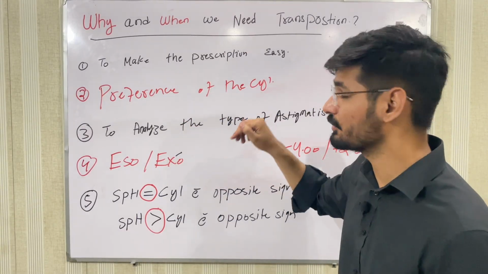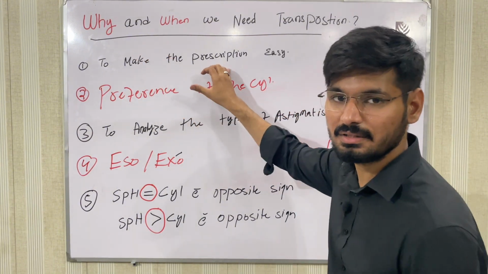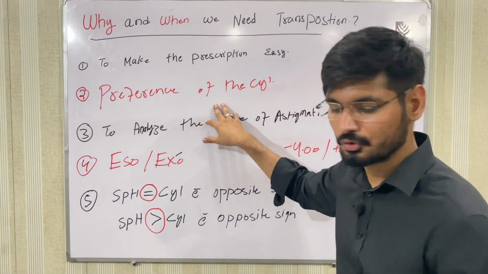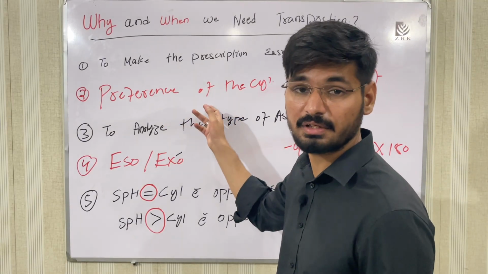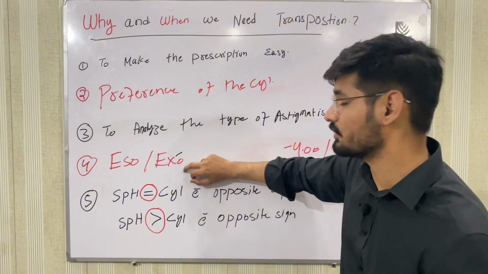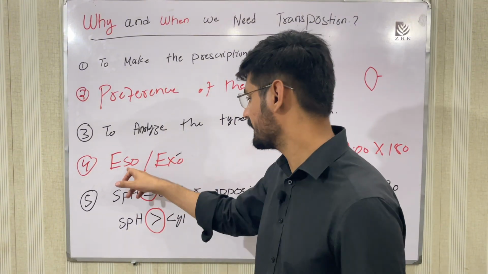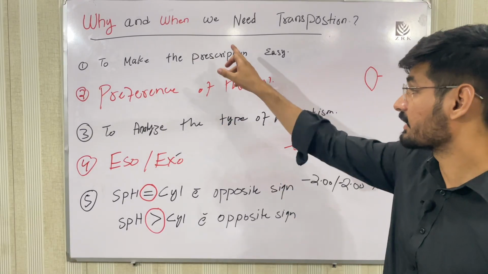In this lecture we discussed that we need transposition to make the prescription easy. We need transposition to prefer the cylinder. This statement varies from person to person. We need transposition in eso or exo deviations. If we have certain types of prescriptions in eso or exo, then we need transposition.